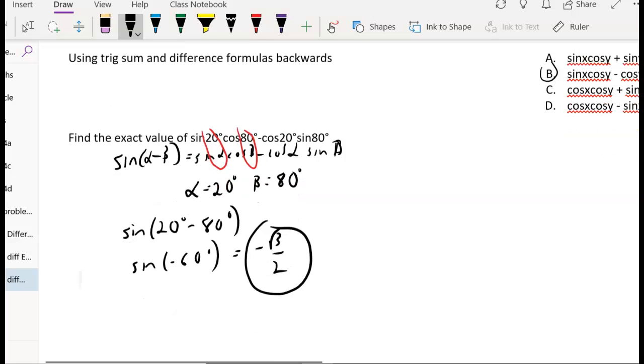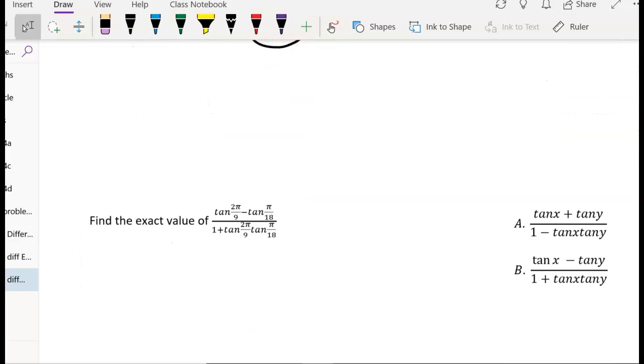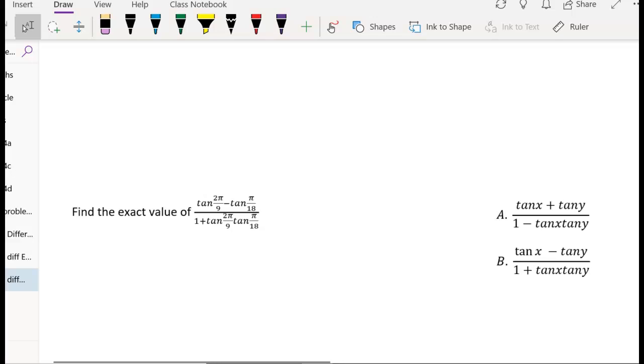Okay, let's look at another example. Okay, so this one is a tangent. And again, if you look at the numbers, these are in radians, but 2 pi over 9 and pi over 18 are not numbers that are on the unit circle. But this will follow one of the two tangent sum difference formulas. So just pause the video, take a look, see if you can figure out whether it's A or B.